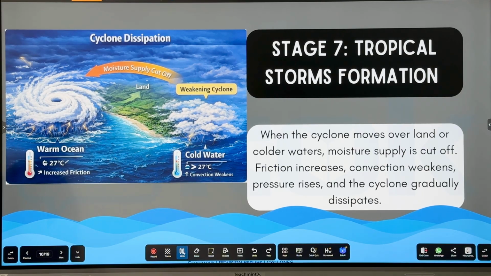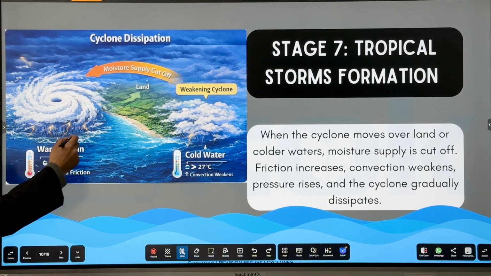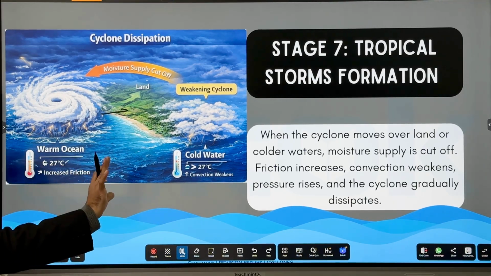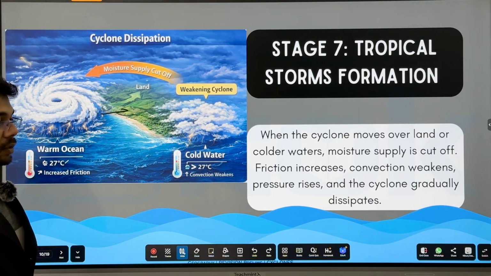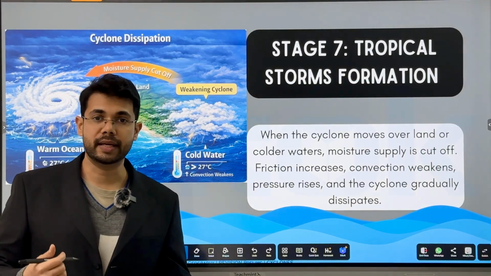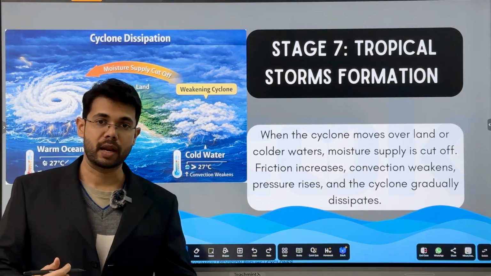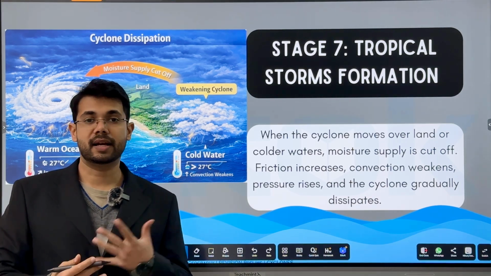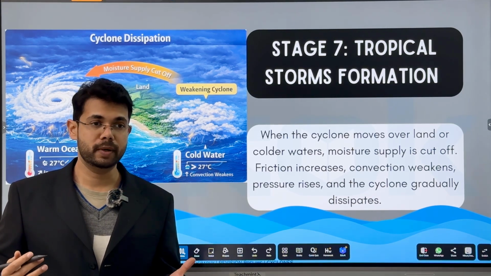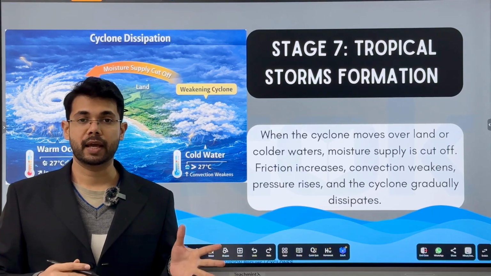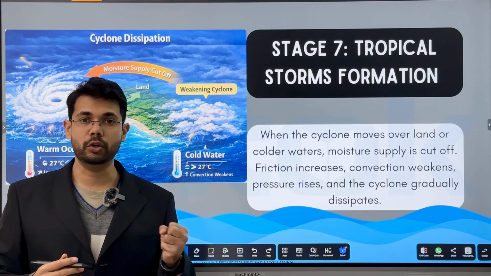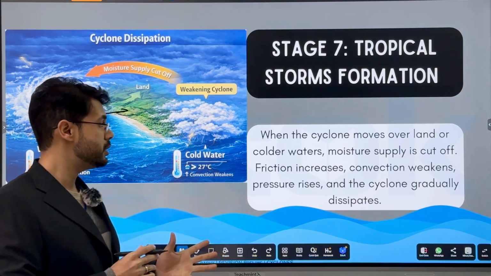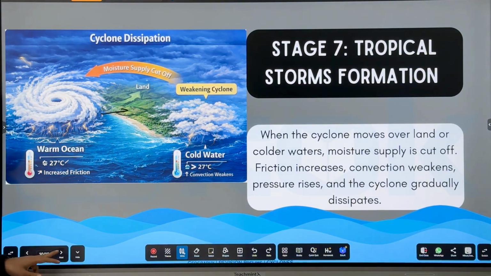Finally, once the tropical storm enters land, once it starts hitting the land, then the cycle of intensification of low pressure and moving up, creating rainfall, falling down, starts to dissipate because the low pressure area starts to weaken and the continuous supply of moisture starts getting weakened. Now once that happens, the cyclone starts dissipating.